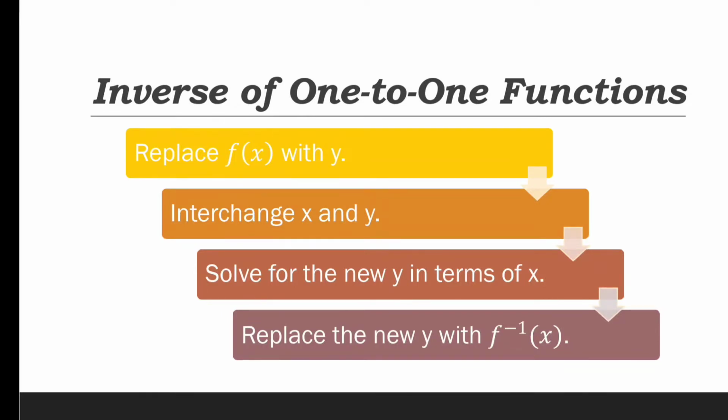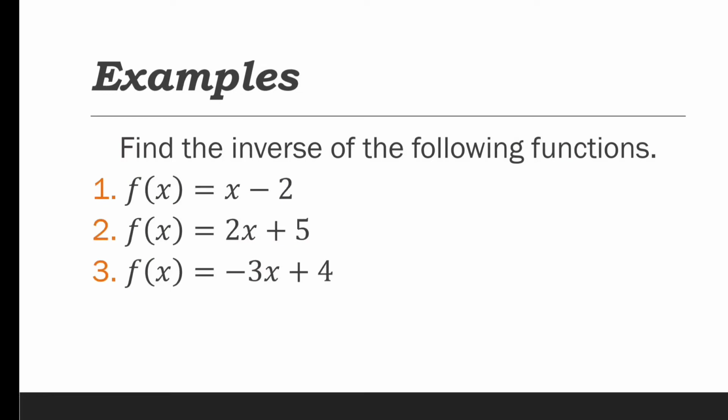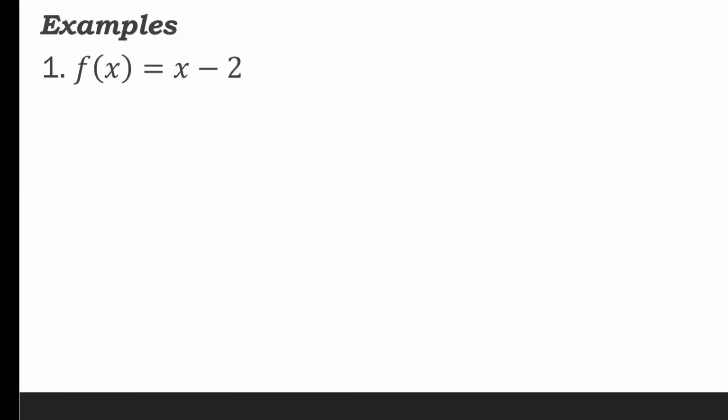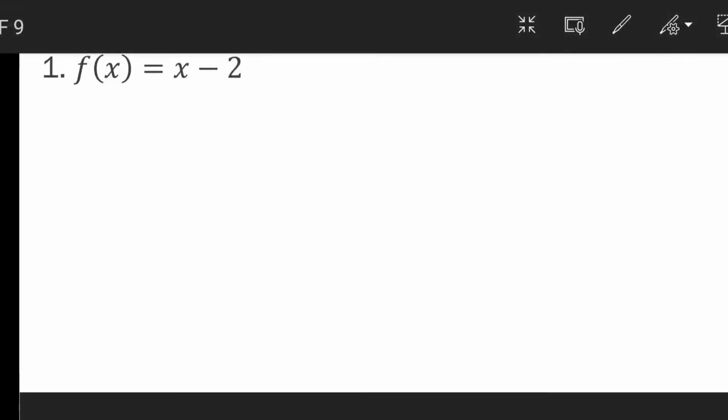Let's have some examples. Okay, we're going to find the inverse of the following functions. Let's start with sample number 1. So here we have f of x equals x minus 2. Let's have step 1. We will replace f of x with y. So this will be y equals x minus 2.